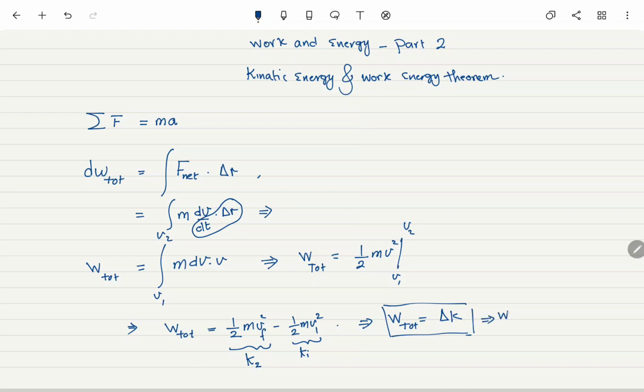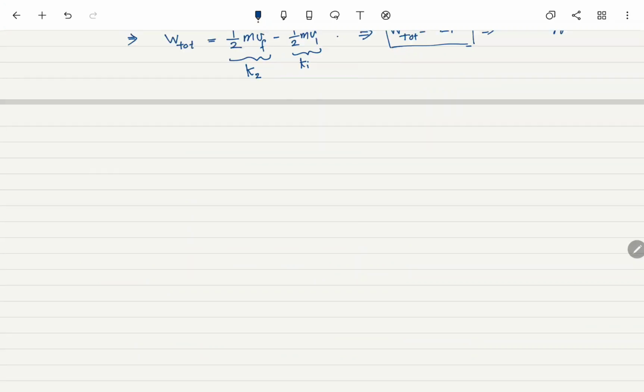So here, the work energy theorem. And by the way, this is the most important equation we have got so far. Back to work total equals delta K. Now work total is the total work from all forces in the system.